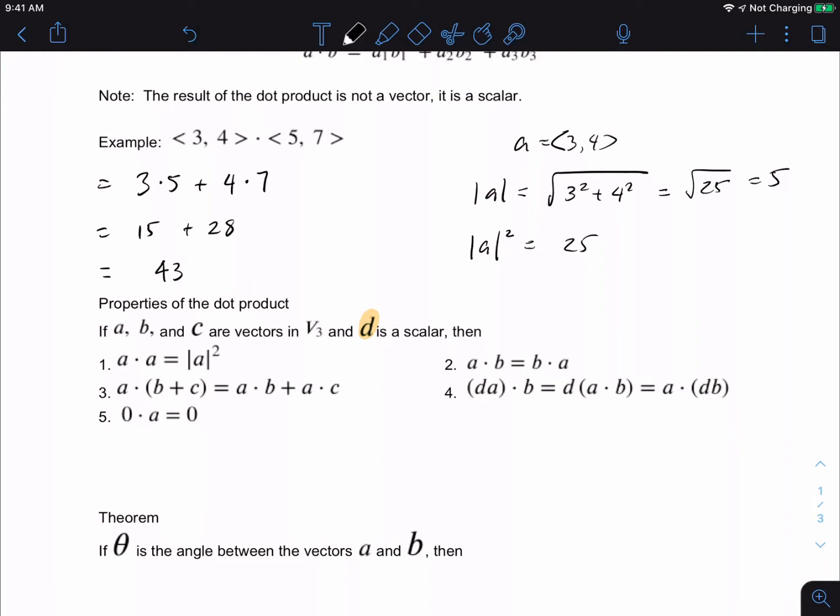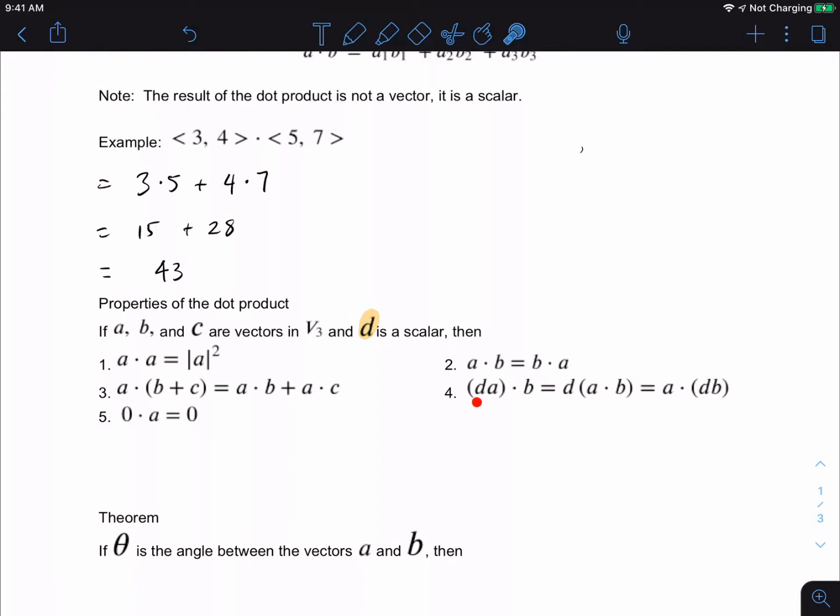Property number 2 is showing us that if I have 2 vectors and I take their dot product, it doesn't matter which way I take the dot product, I'm going to get the same thing. So A dot B is equal to B dot A. Those scalars are going to be one and the same. If I have 3 vectors with 2 vectors being added, it works like the distribution property. So it's going to be A dot the vector B plus A dot the vector C. So it ends up being 2 dot products that are done there, again giving us a dot product.